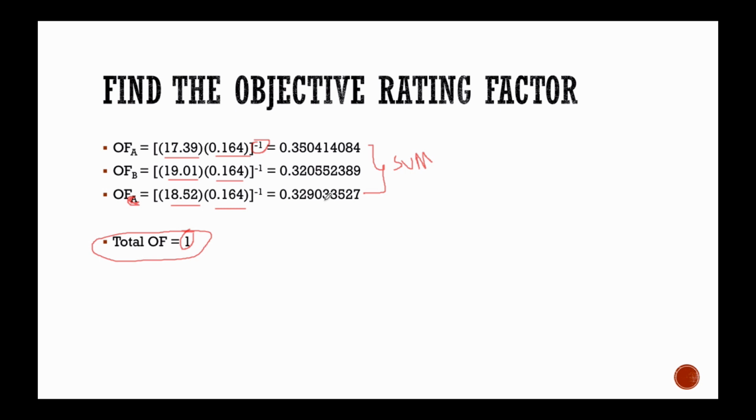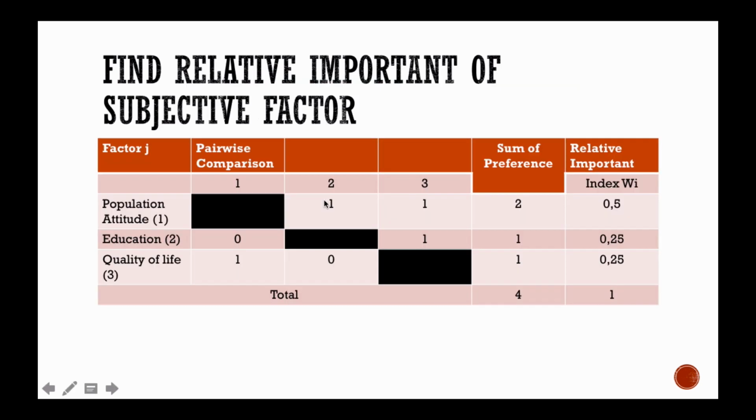And then please find the relative importance of the subjective factor. We have the subjective factors here: the population attitude, the education, and the quality of life. It is the population attitude.